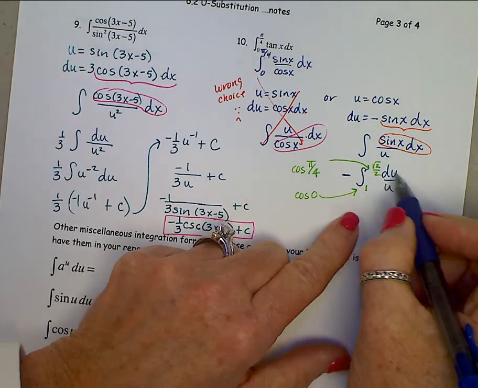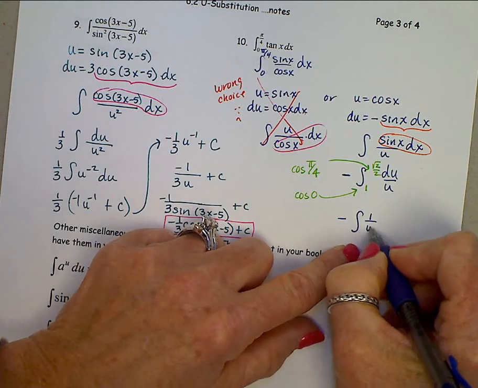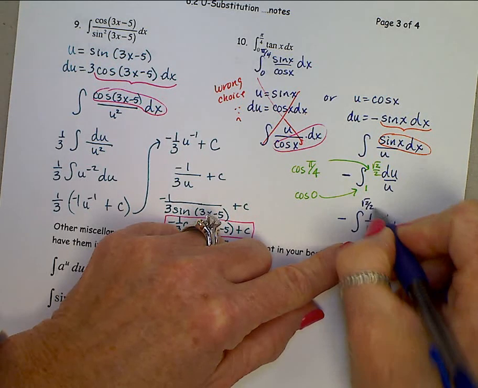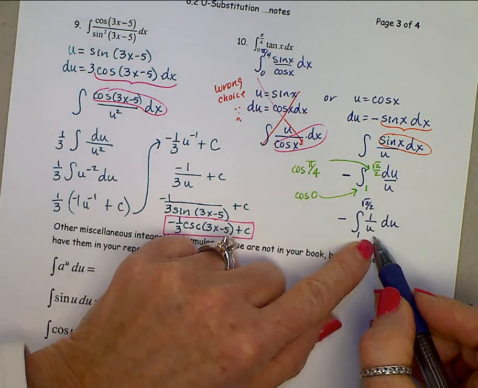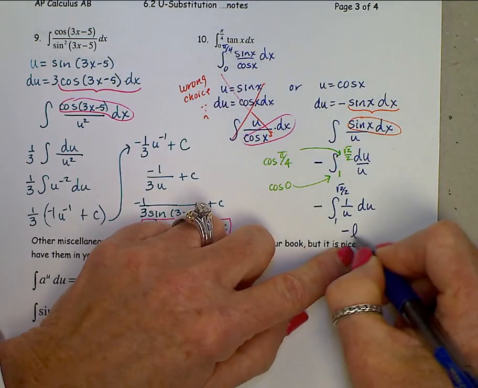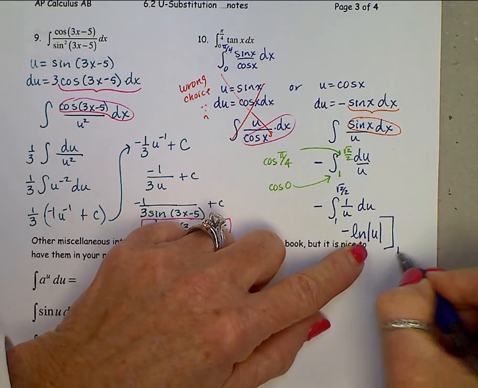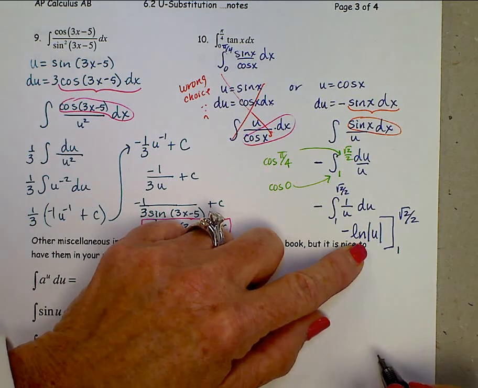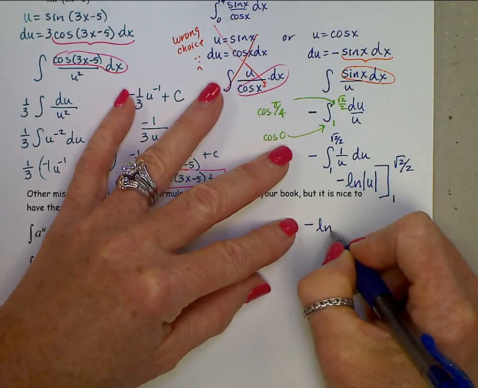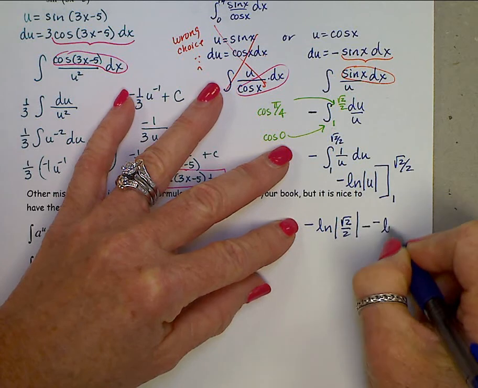Some of you will see this antiderivative as written. Others of you will like to rewrite it as 1 over u du. Now we have that natural log situation going on here. And we'll have negative natural log, absolute value of u, evaluated from 1 to square root 2 over 2. And that'll give us negative the natural log of the absolute value of square root 2 over 2, minus negative natural log absolute value of 1.